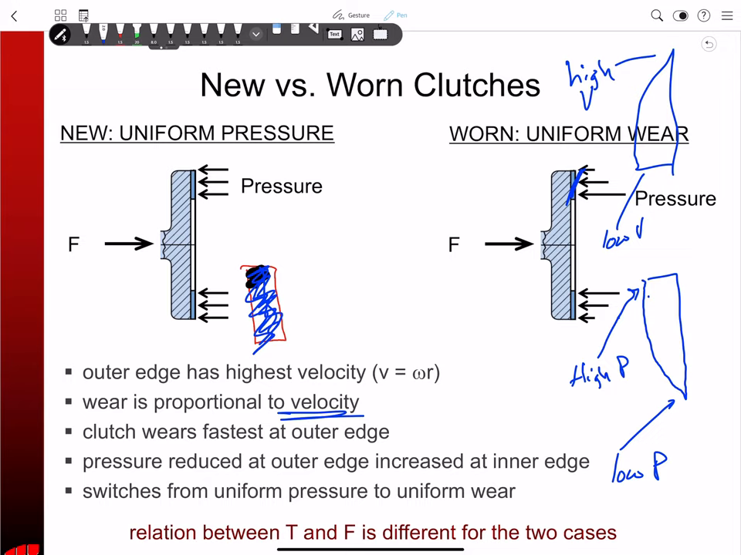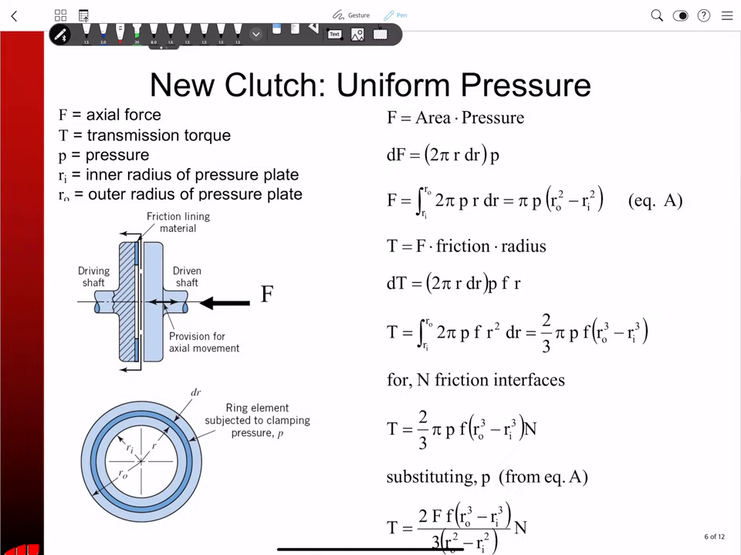Let's go back to the red one here. If I think of this as a spring, right, that's going to compress more. It's the same material, same Young's modulus, so that's going to compress more to engage this whole thing, so it's going to have higher pressure. Okay, so what happens there, the relationship between torque and friction, or torque and force, is different for these two things. All right, so, here we go.